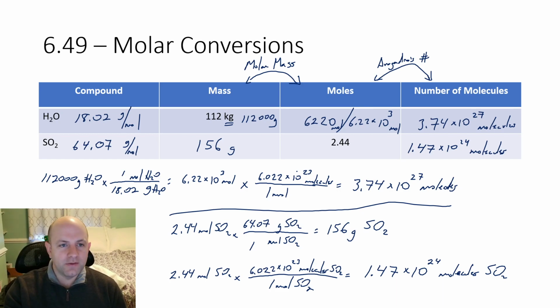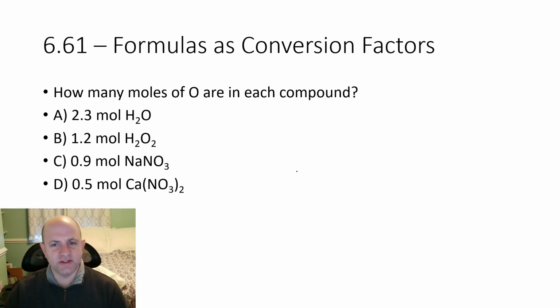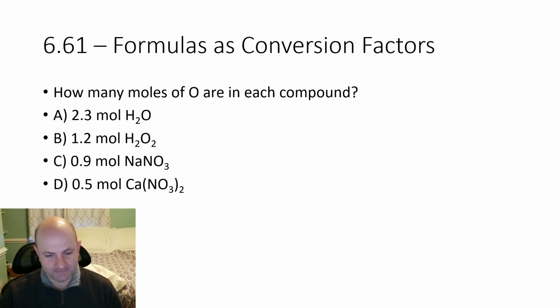All right? The next problem then, 6.61. How do we use formulas as conversion factors? Because this one always seems easy to me, but sometimes I forget to point out specifics about it, and then I noticed people have trouble with it. So I'm trying to make sure I point this one out. For these problems, technically the problem was just which one has the most moles of oxygen. So I've changed this problem slightly to be how many are in each, so that we definitely know which one has the most.